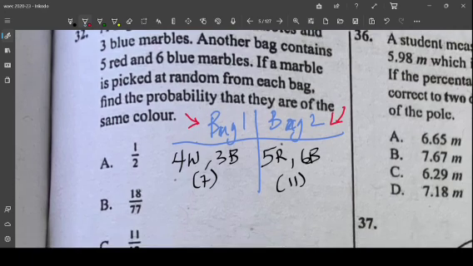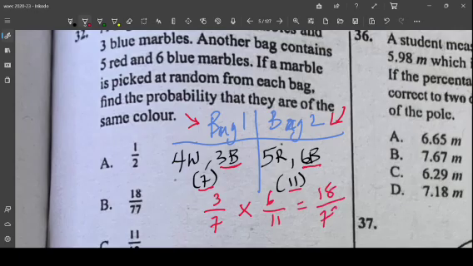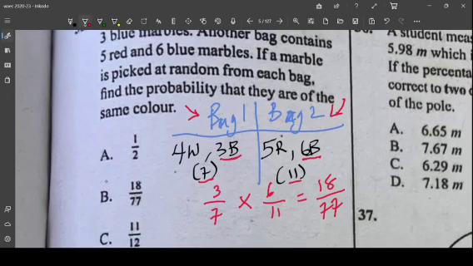The probability of picking blue in my first bag is going to be the number of blue marbles, which is 3 out of a total of 7. So the probability will be 3 over 7. And in the second bag, since it's "and," I'm going to multiply. So when you hear "and," that is two events like that, you are going to multiply them. So bag 2, what's the probability of picking a blue marble here? How many marbles do I have that are blue? There are 6 out of 11. So that will be 6 over 11. So 3 times 6 is equal to 18, all over 7 times 11 is 77. Looking at the options, that is option B.